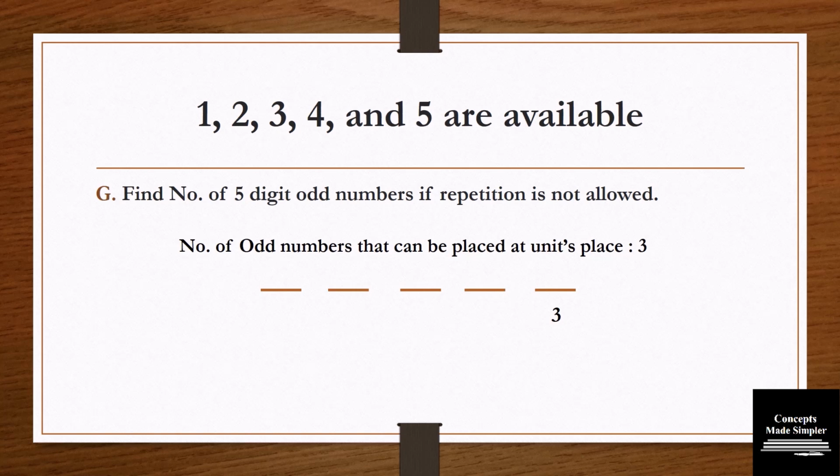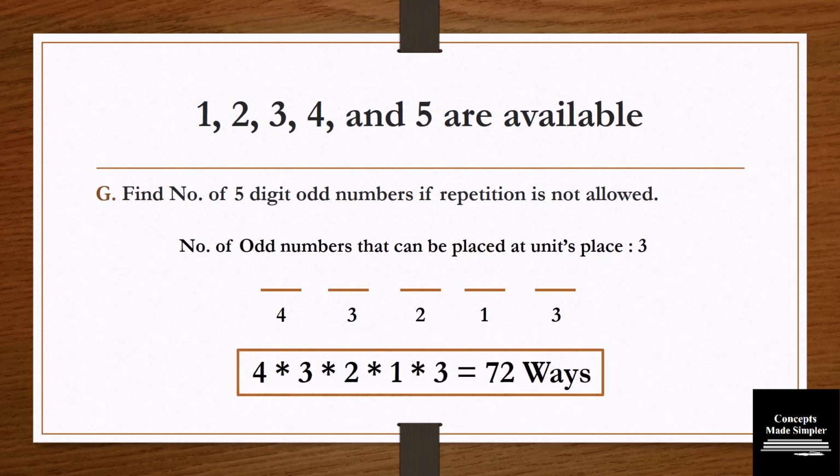Now we are left with only 4 digits as the repetition is not allowed. So the first placeholder can be filled in 4 ways. The next placeholder can be filled in 3 ways, then 2 ways and 1 way. So the solution is 4 into 3 into 2 into 1 into 3, which is equal to 72 ways.